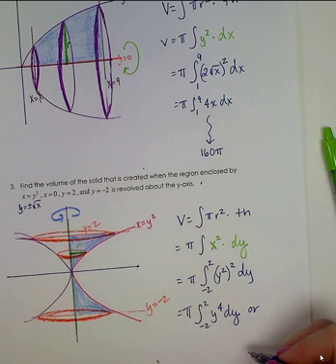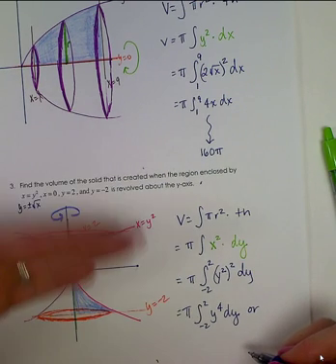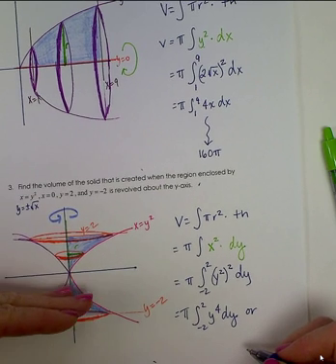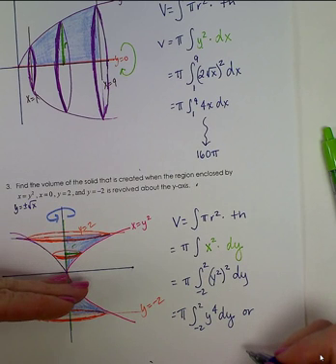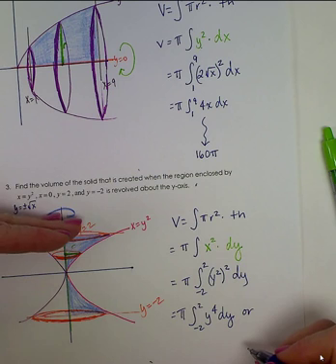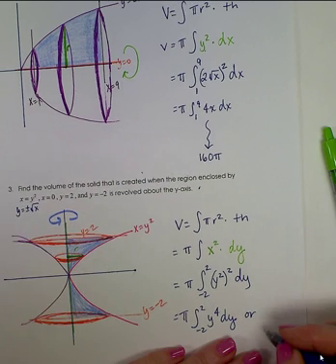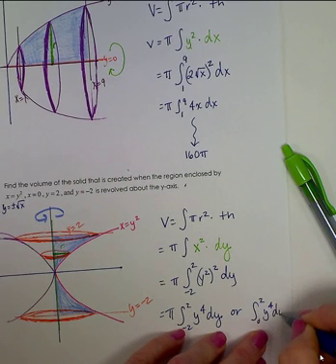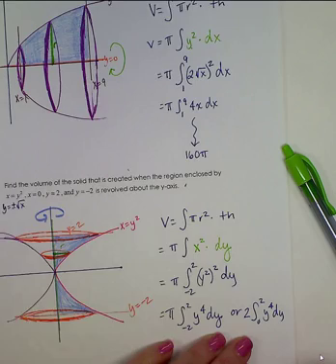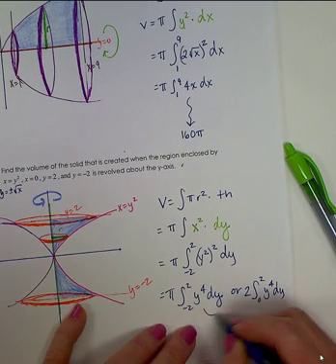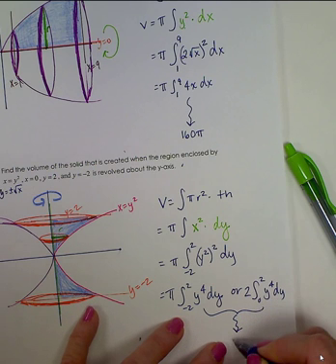Okay, one way to look at this. This is symmetric top to bottom. Do you see that the slices from -2 up to 0 are exactly the same as the slices from 0 to 2? So we could just find those slices from 0 to 2 of y to the 4th dy and then double it. Either way, please make sure you can come up with 64 pi over 5.